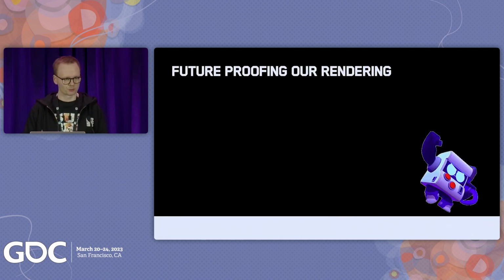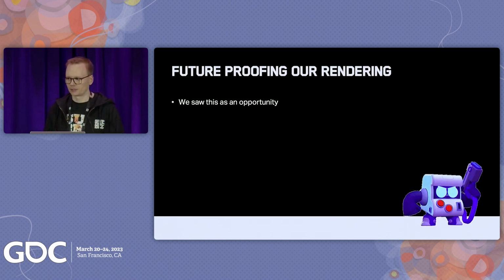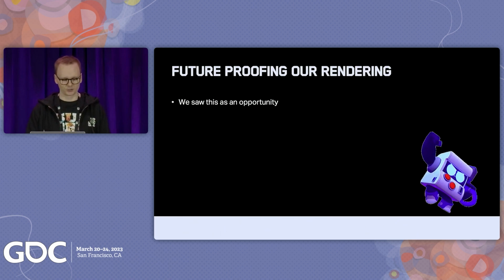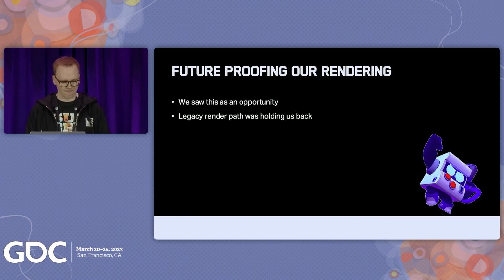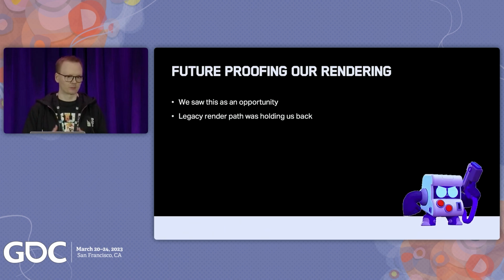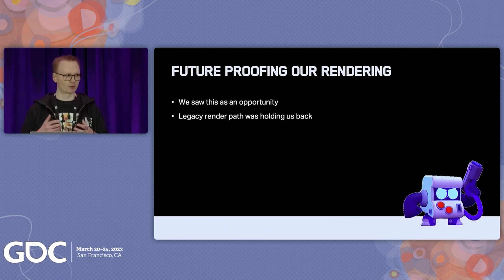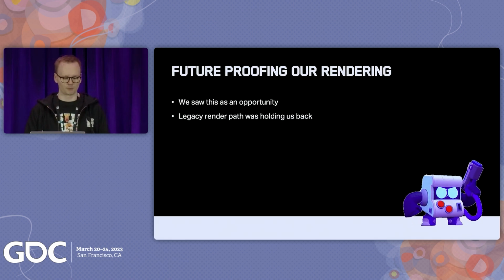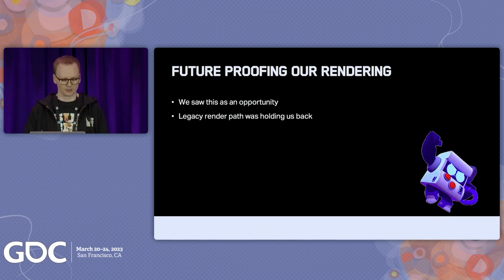So we wanted to future-proof our rendering. We really saw this as an opportunity. We didn't want to just work around the issue of not having Metal by implementing a side-by-side Metal path for rendering. We wanted to do this properly. Our legacy rendering path was really holding us back. It's becoming more and more complicated to create any more complex 3D effects. So it was really holding us back.